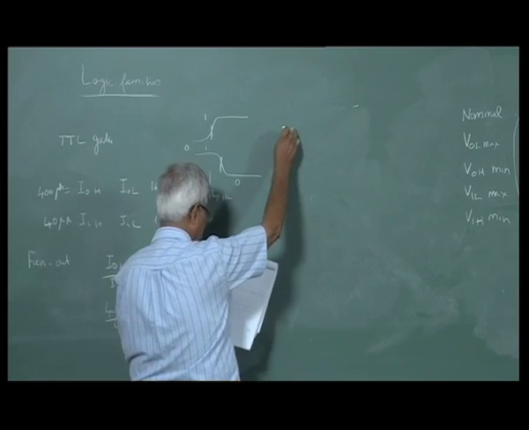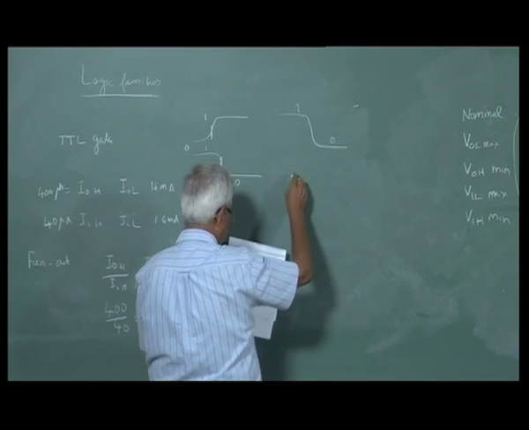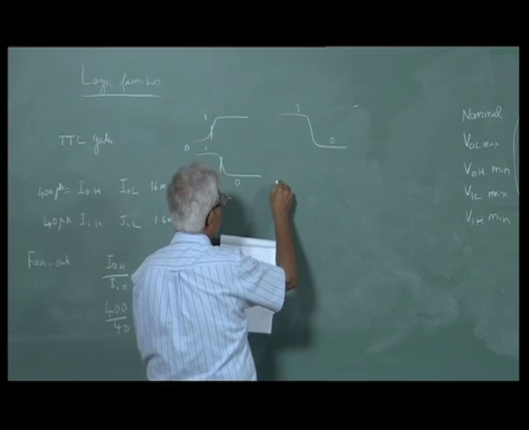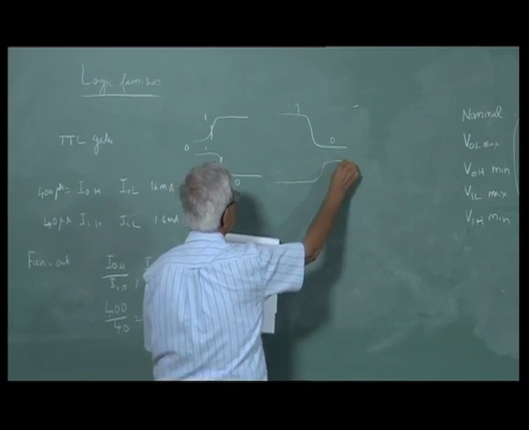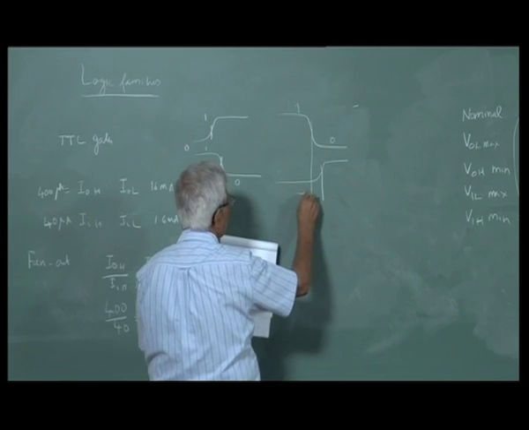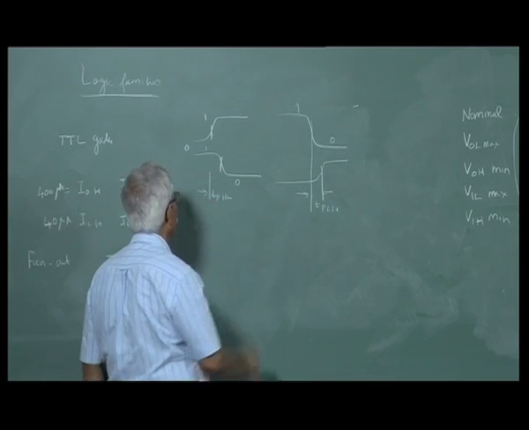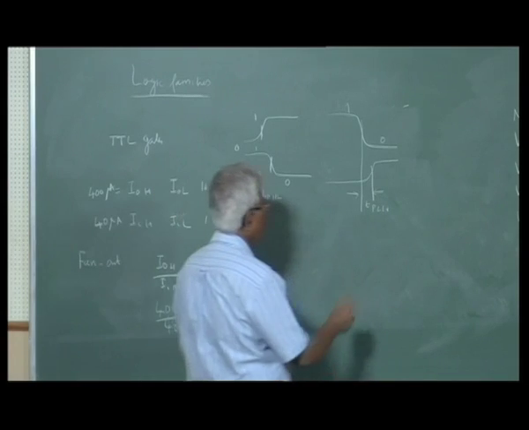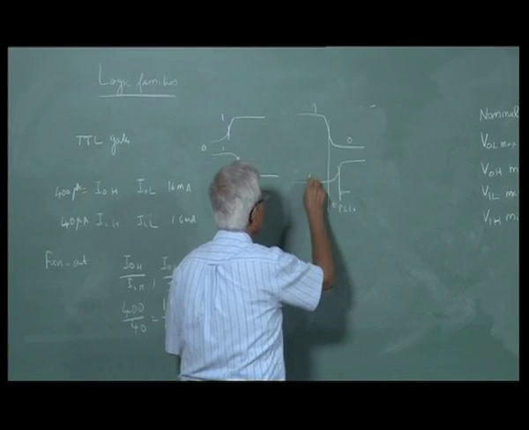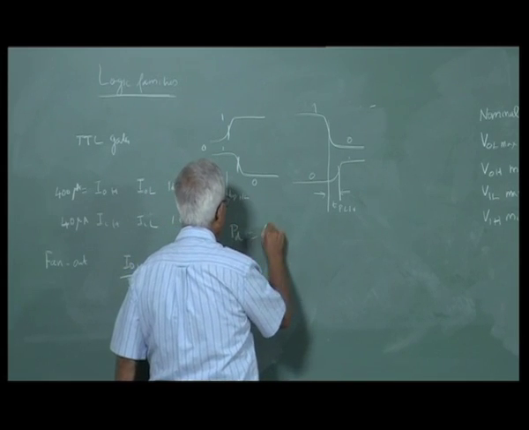Similarly, on the output side, when you go from 1 to 0, it takes a little more time. You go from 0 to 1, TPLH. It is the time it takes for the output to change from 1 to 0, or 0 to 1, after the input is applied. So the propagation delay is the average of these two.